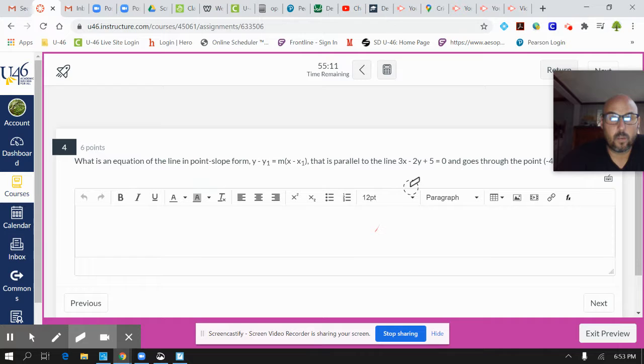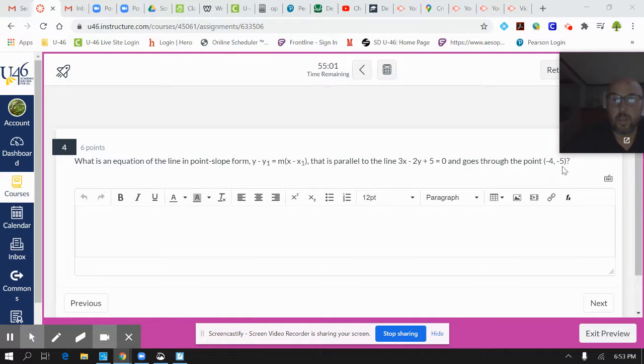Question number 4. What is an equation of a line in point-slope form that's parallel to this and goes through -4, -5? All right. Well, first of all, the point, if it goes through -4, -5, then this -4 is going into this x value, and this -5 is going into this y value, y1. So I'm really close to having the right answer. All I need to figure out is the slope.